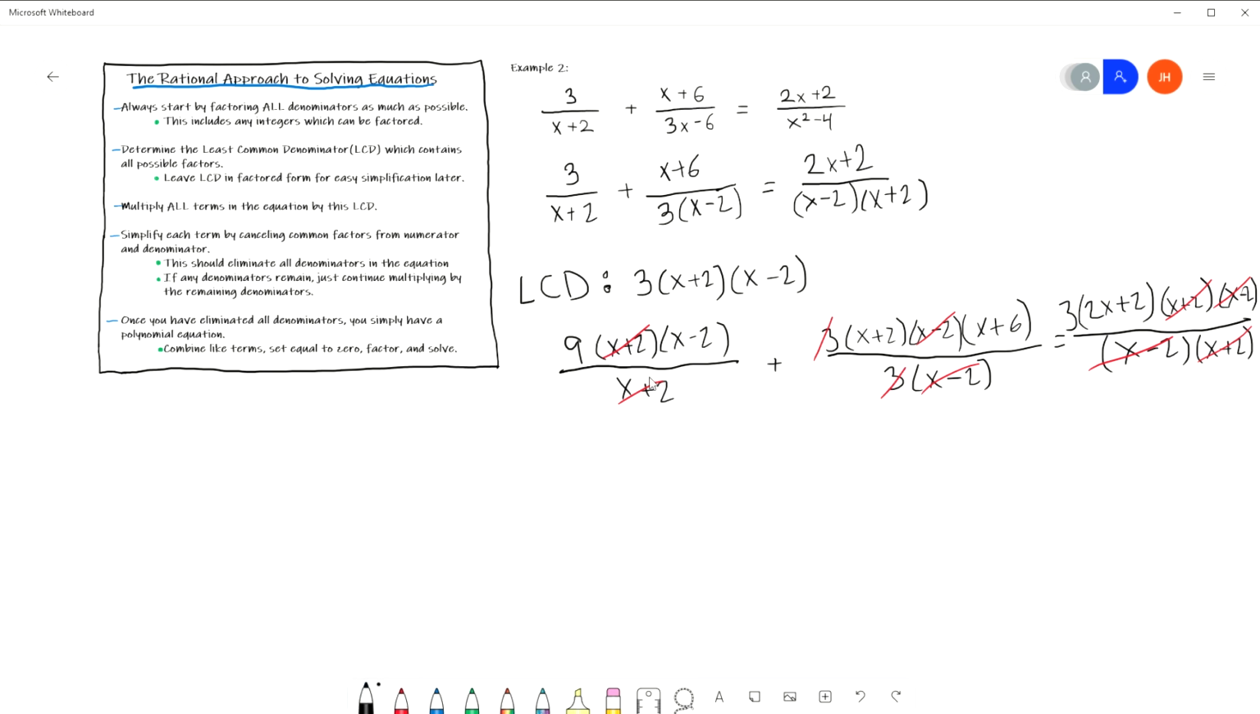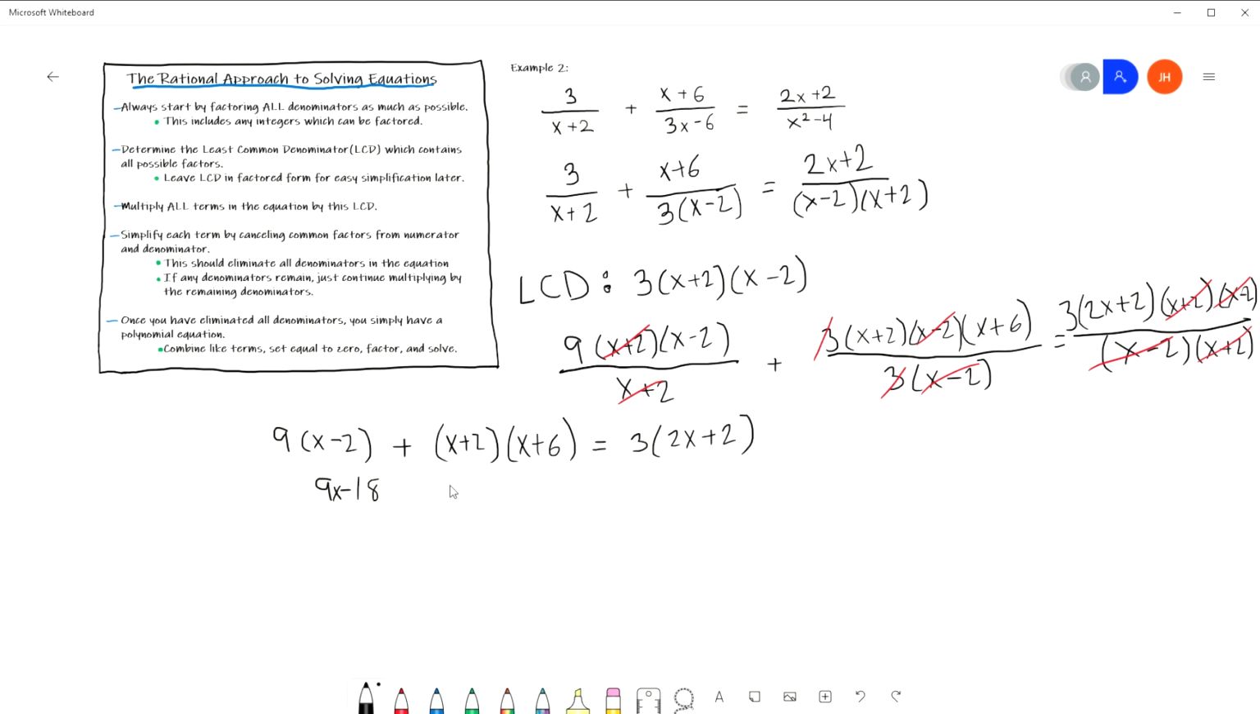And look, what are we left with? We're left with 9 times x minus 2, plus x plus 2 times x plus 6. And that's equal to 3 times 2x plus 2. And look at that. It is now a polynomial equation. So once I've eliminated all the denominators, I simply have to solve it as a polynomial equation. Let's go ahead and do that. 9 times x minus 2 is 9x minus 18.